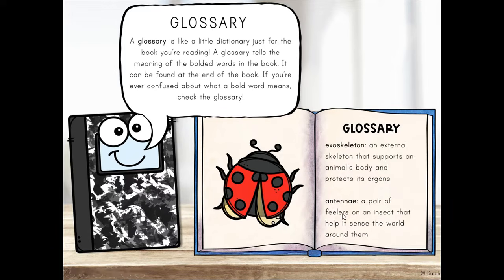Glossary. A glossary is like a little dictionary just for the book you're reading. A glossary tells the meaning of the bolded words in the book. It can be found at the end of a book. If you're ever confused about what a bold word means, check the glossary. So here are some definitions of some words that are in this book. Exoskeleton, an external skeleton that supports an animal's body and protects its organs. Antenna, a pair of feelers on an insect that help it sense the world around them.